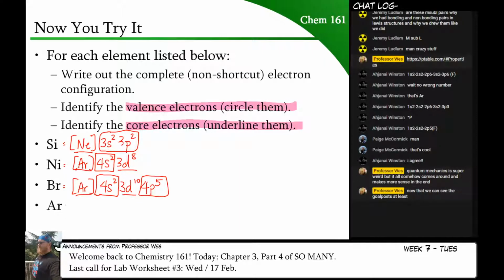And then finally, argon. Guess what? You can't just do this. That doesn't tell you anything, right? So we have to go to the previous noble gas, which is neon. 3s2, 3p6. Highest n is 3. My core electrons are everything else. Notice how I underlined the noble gas configuration every single time? That's because those are always just going to be core electrons. They will never have the highest n if we're using the electron configuration shortcut by doing this.